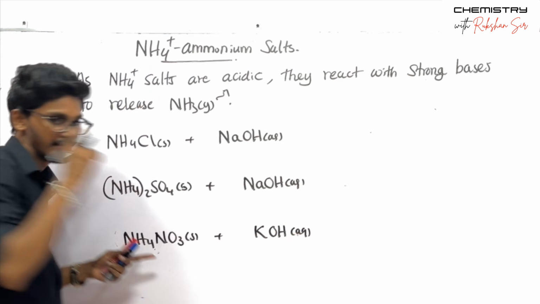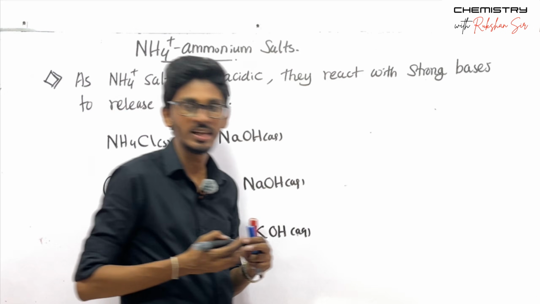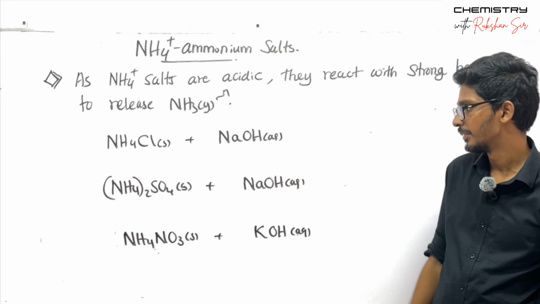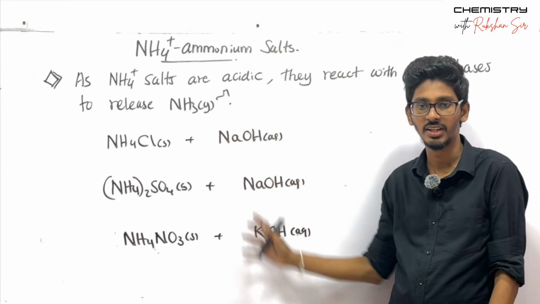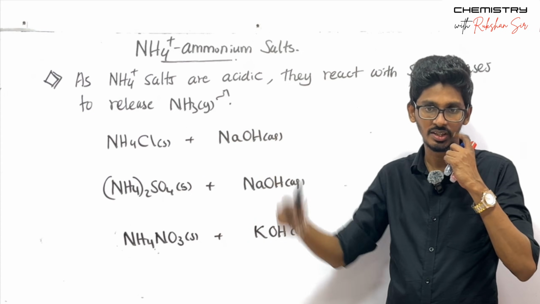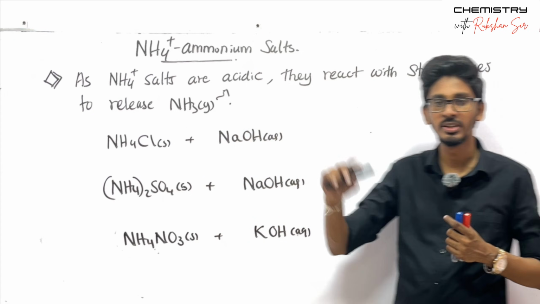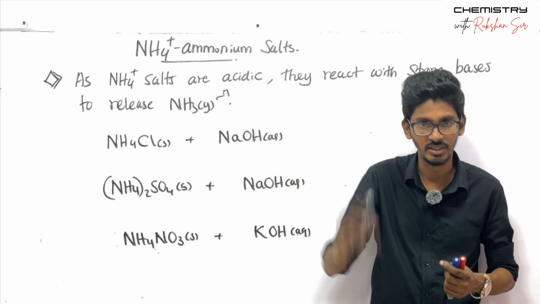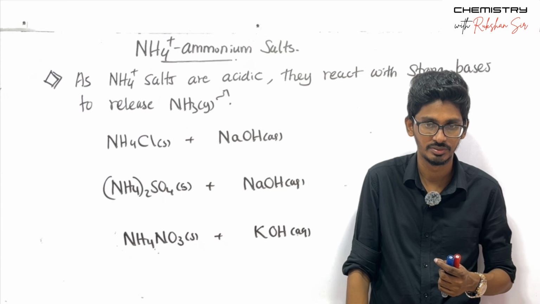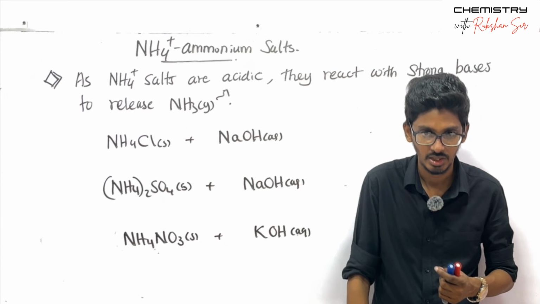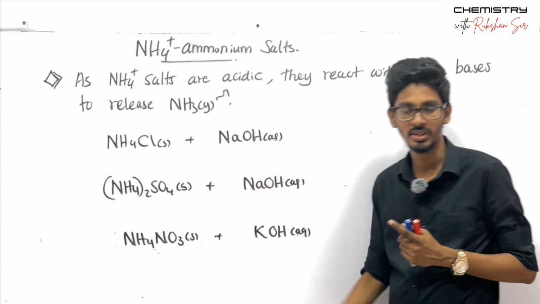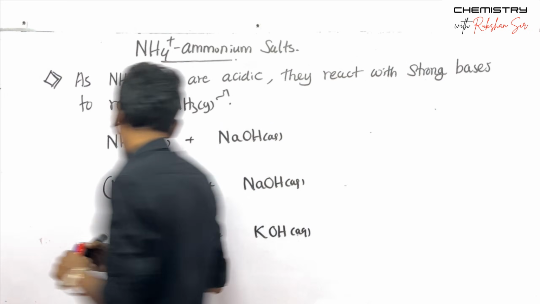You can come with any S block metal hydroxide other than beryllium and magnesium, because those are not considered strong bases. Any non-precipitating metal hydroxide is a strong base. So all the S block hydroxides can be written as strong bases other than beryllium and magnesium hydroxides.